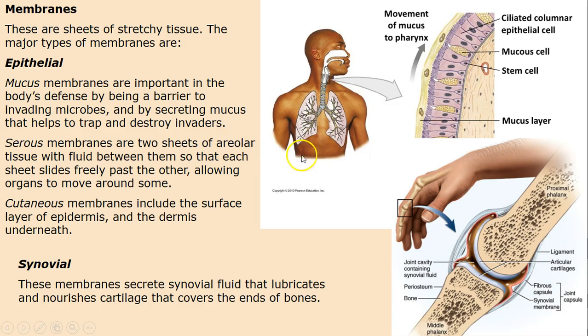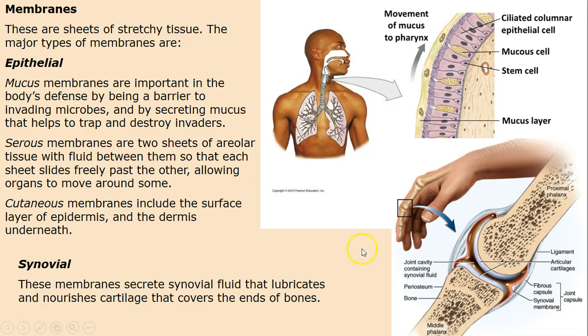Serous, or I don't have a good example here, but we could say the lungs. There's sheets of areolar tissue with fluid in between them, so that we can take a deep breath and these organs can expand, and they just slide past these slick serous membranes. Cutaneous, or at the surface of the epidermis and dermis, so all surface tissue.